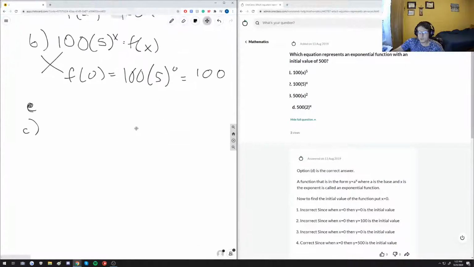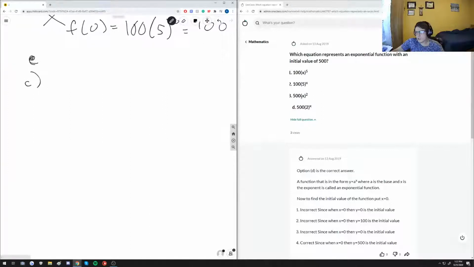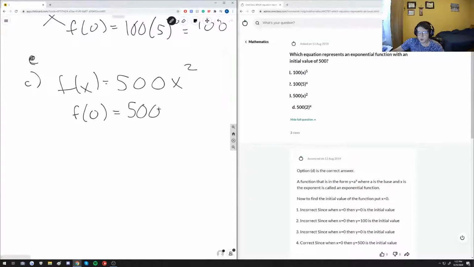Now for answer choice C, you have to consider f of x is equal to 500 x squared. We're going to plug in x equals 0 again and get 500 times 0 squared, and that is equal to 0. And 0 does not equal 500, so incorrect again. Our last choice should be the correct one, but let's make sure it is.